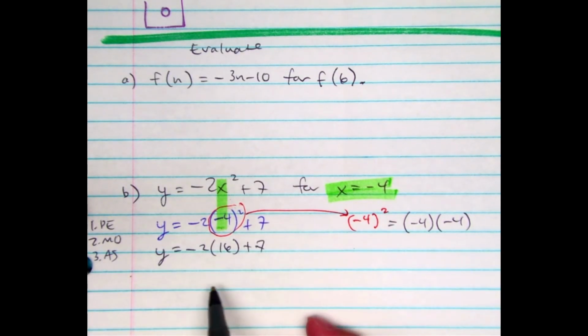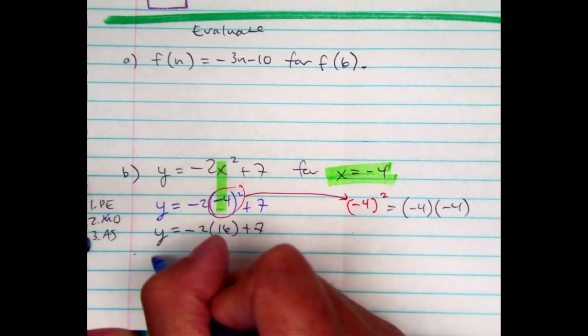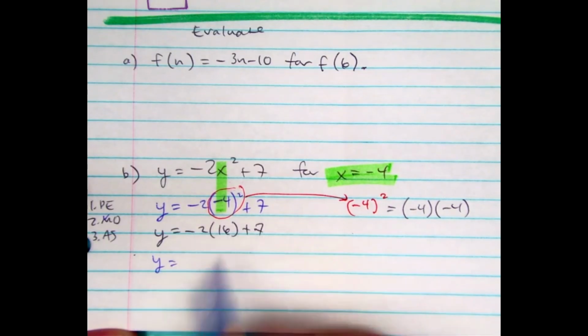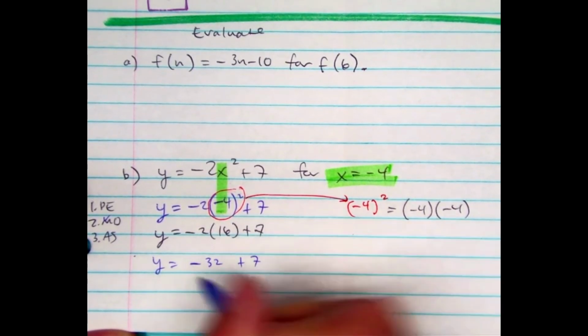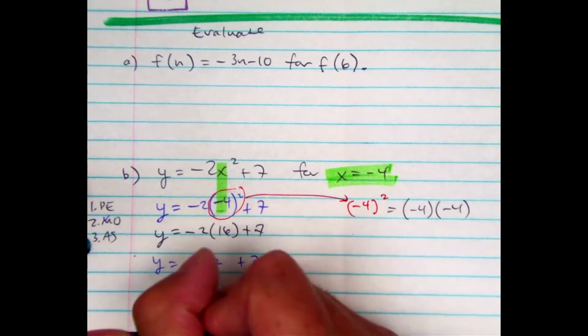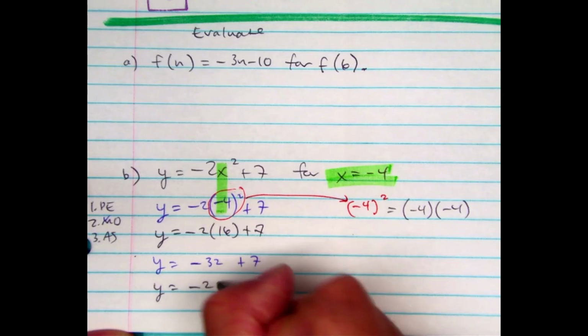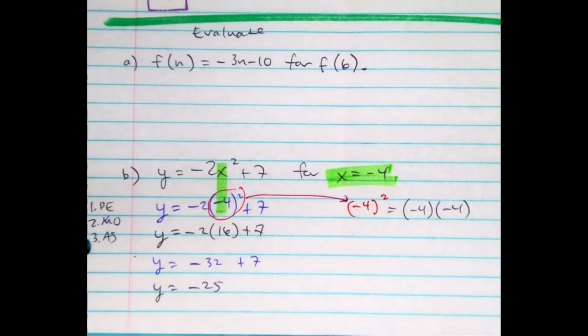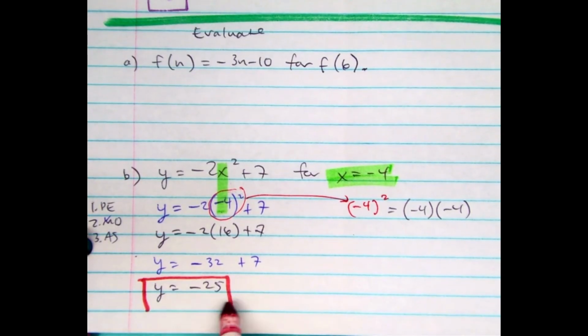So now what do I do, class? We're going to multiply, right? y equals, so what does that become? Negative 32. Negative 32 plus 7. And add those together, and you get negative 25. Do you see the difference, though? Now, I still have that y equals in front.